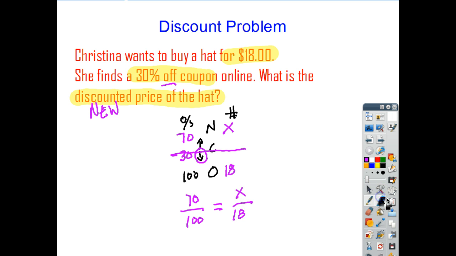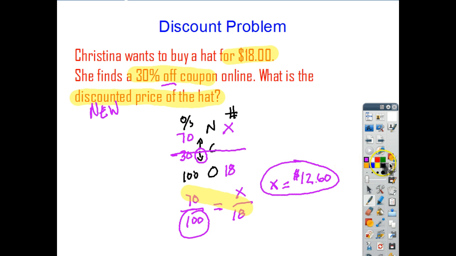And you cross multiply and divide. You're going to get 70 times 18, which gives you 1,260. And you're going to divide that by 100. And you get a new price of the hat. What Christina's going to pay is $12.60 for that hat. Now that is not the discount. To find what the discount was, you would just take 18 minus 12.60. So that's the discounted price. That's the answer. We're going to go a step further here real quickly.